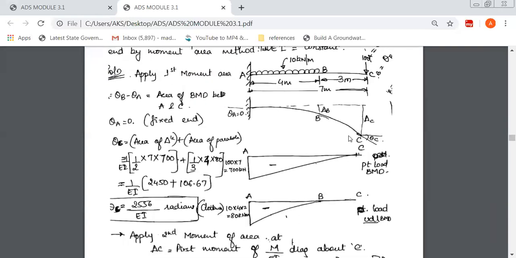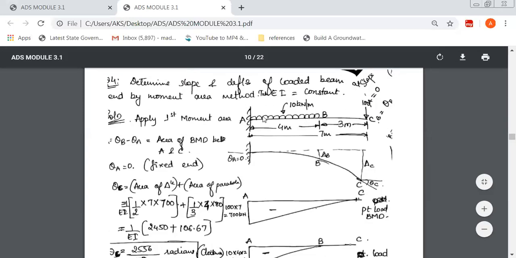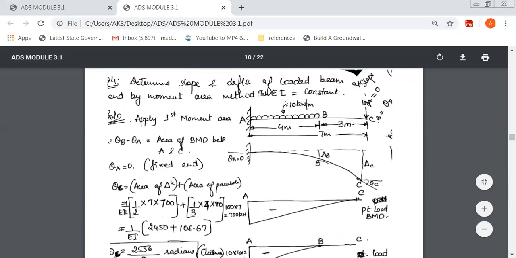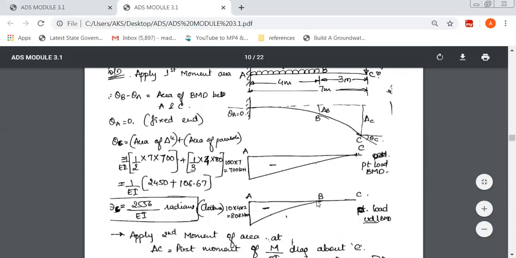Next, there is a UDL which is acting only up to B. So from B I'll draw this load intensity. As usual, at B it is 0 because that is the first point where it is starting, and then it is maximum at this point. See here, at C there is no moment because the load starts at B and ends at A. So we'll start from this point now. This is because of the UDL. So at B it is 0 and at A it is maximum.